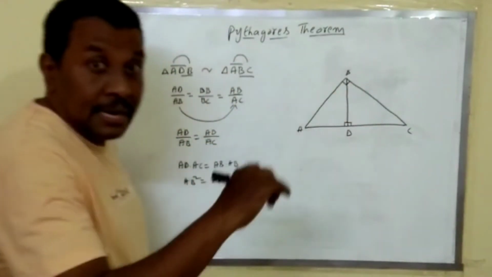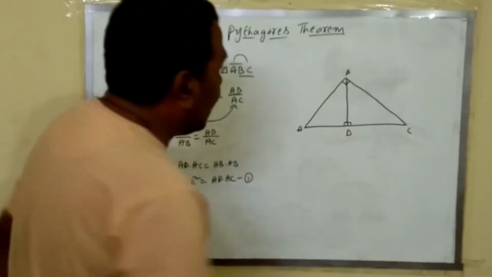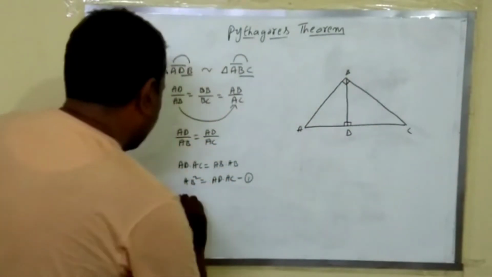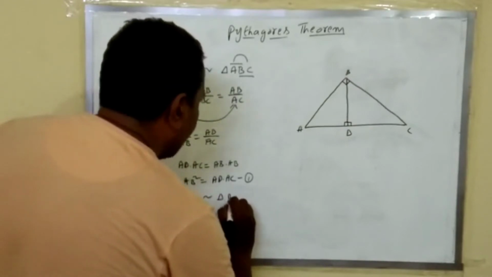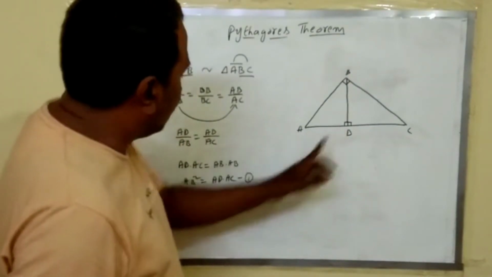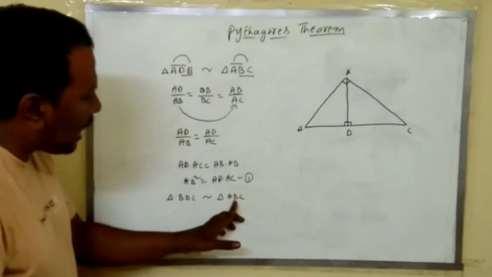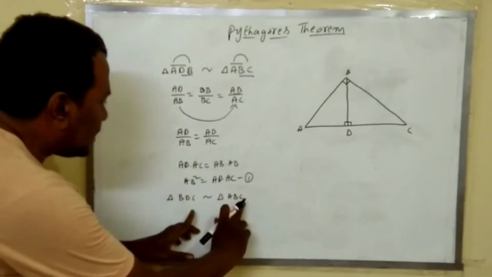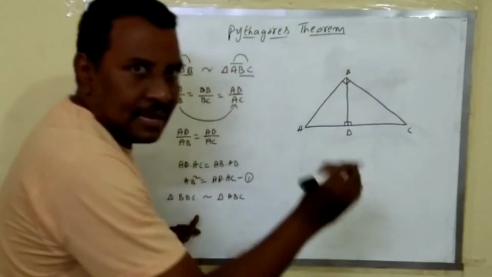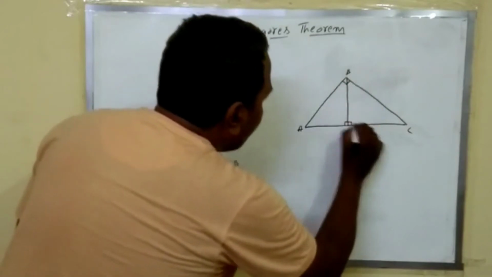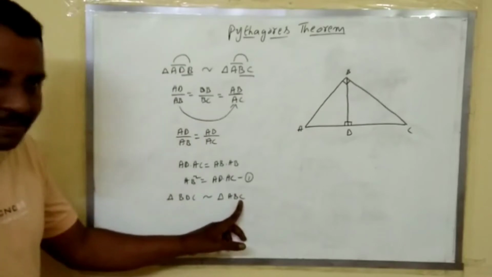Now consider the second one. This triangle, similarly, triangle BDC is similar to triangle ABC, because angle D is a right angle for this triangle, and for this bigger triangle, angle B is a right angle. Okay, and angle C is a common angle for both the triangles. For this bigger triangle, angle C is an angle, and for this smaller triangle, angle C is an angle. Okay, so in place of angle C, I have to keep angle C.